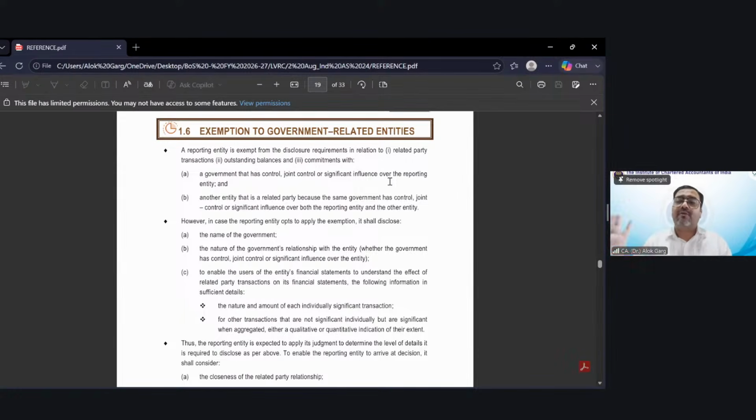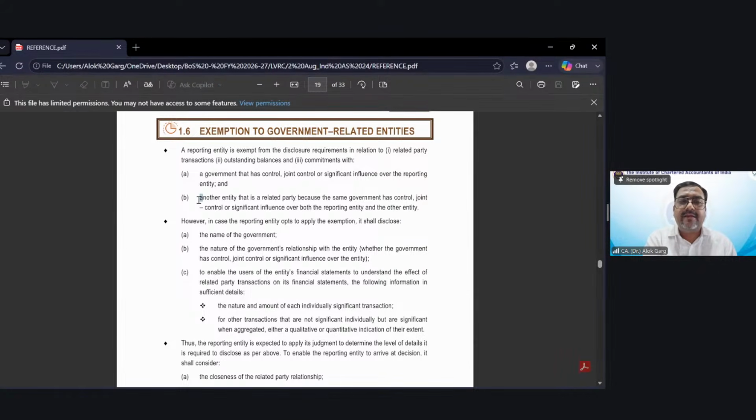For example, take Delhi Metro Rail Corporation, DMRC. The central government and the government of Delhi are holding a stake in the Delhi Metro Rail Corporation. So the government has control, joint control or significant influence over the reporting entity. Then this reporting entity is not required to disclose the transactions with the government and the outstanding balances with the government.